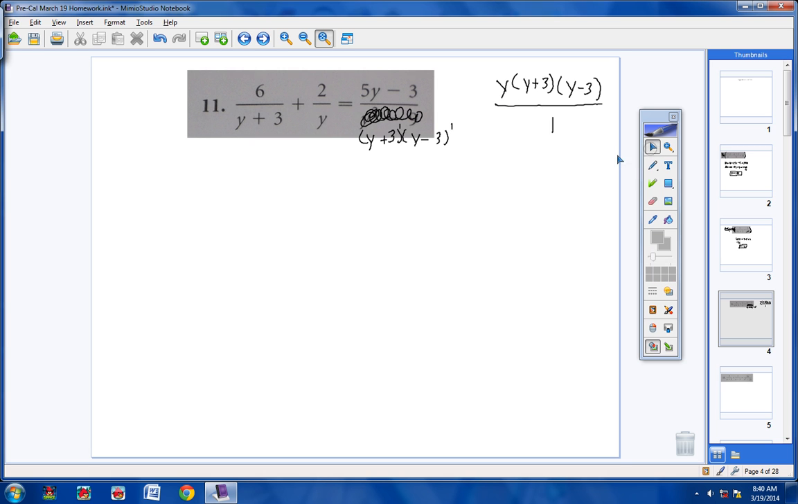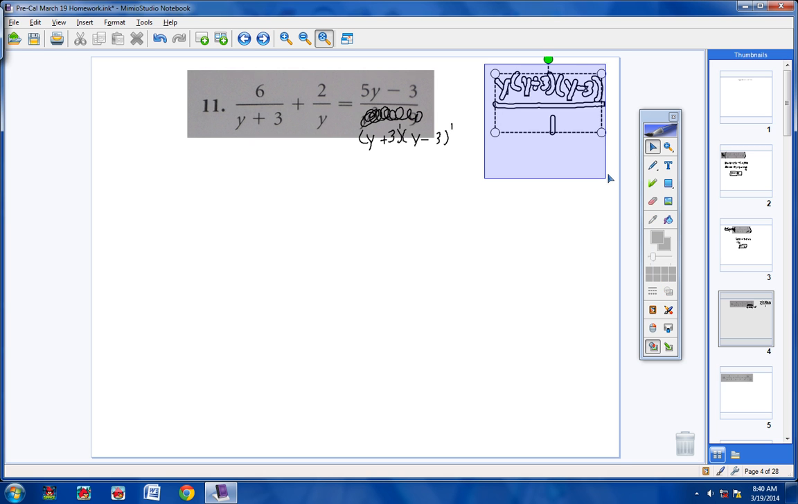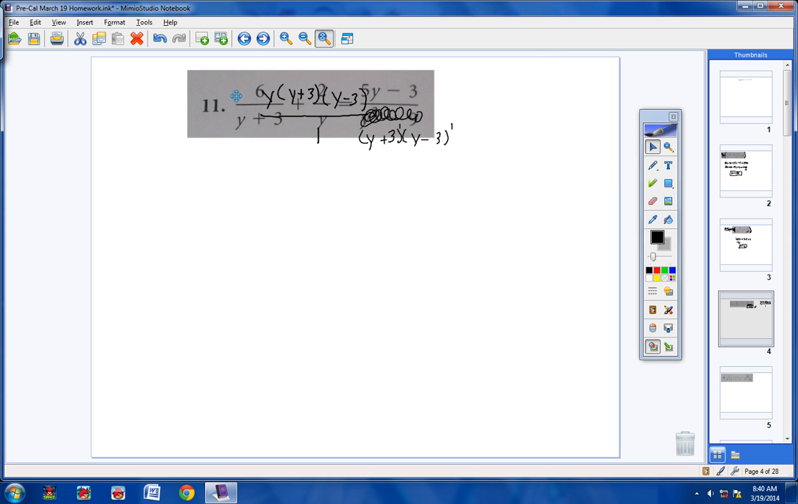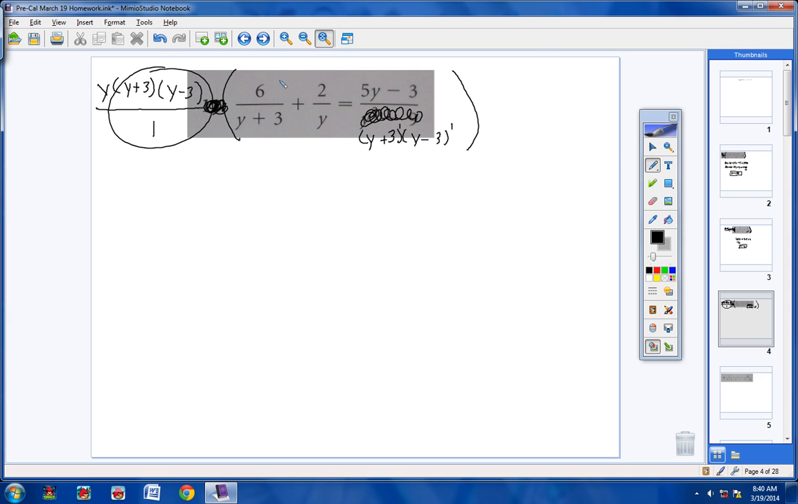I'm going to grab this whole thing, and we're going to multiply the entire equation by this fraction to eliminate fractions. So here we go. Put parentheses here. Let's have some fun. When you multiply this fraction here times this fraction here, your y plus 3 should cancel with your y plus 3. So you're left with 6y, parentheses y minus 3. There we go.